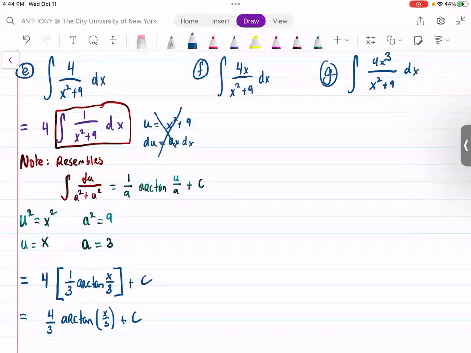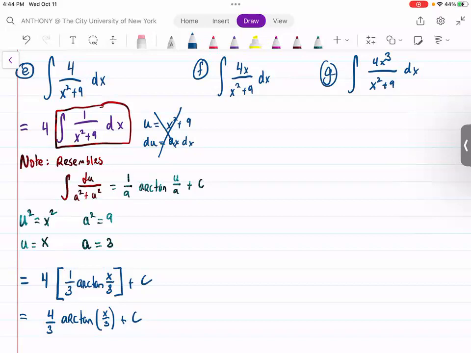Where's the du from? Oh, the du comes from taking the derivative of U. So in short, the derivative of U with respect to x is du over dx. But you rewrite it as simply du equals the derivative times dx. Okay, so yes, U substitution doesn't work in part E.